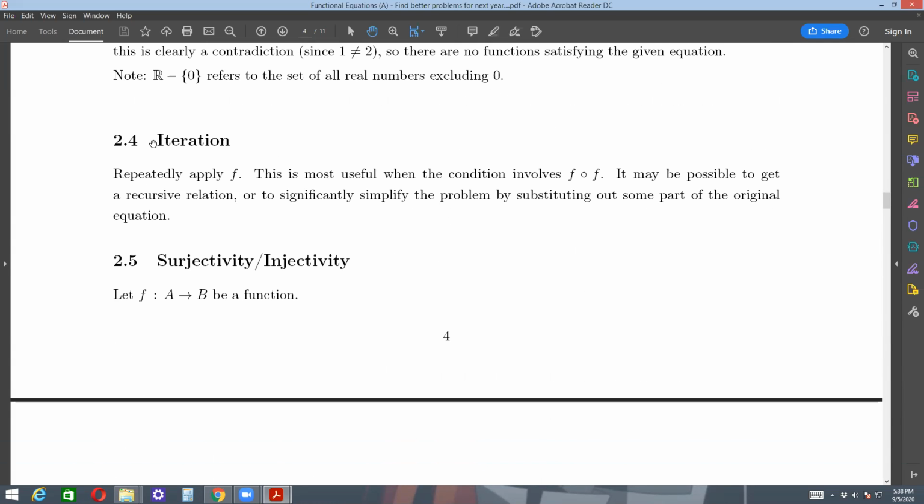So iteration is another strategy. I don't have an example of it here, but basically what you do is apply the function to both sides of an equation. There aren't many questions that use this. Essentially, if you have some kind of relation involving the function, and you have another relation, you might be able to combine both of them by taking f of both sides of one of the relations. So that's what I mean by iteration.